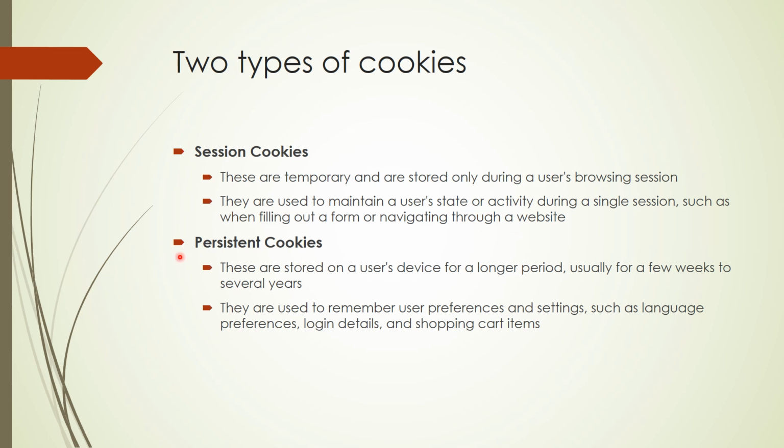But on the other hand, persistent cookies are permanent. These are stored on a user's device for a longer period of time, usually for a few weeks to several years. They are used to remember user preferences and settings such as language preferences, login details, shopping cart items, etc. So session cookies are basically temporary, persistent cookies are permanent. Session cookies will be kept while we are using a website, but persistent cookies will be kept for a few weeks to several years.